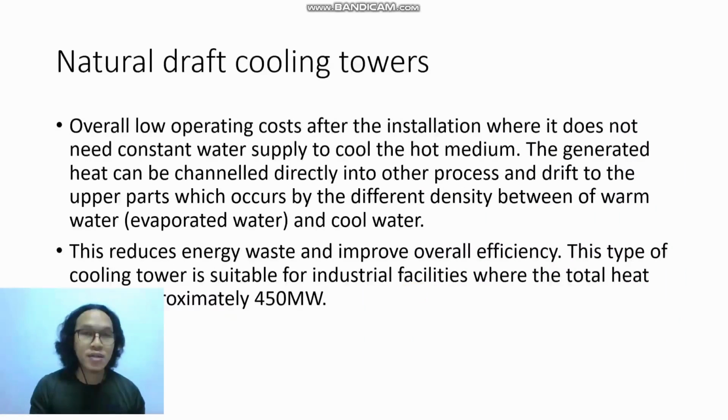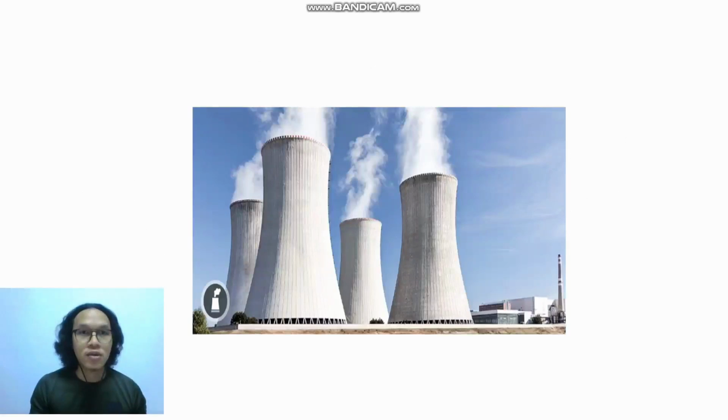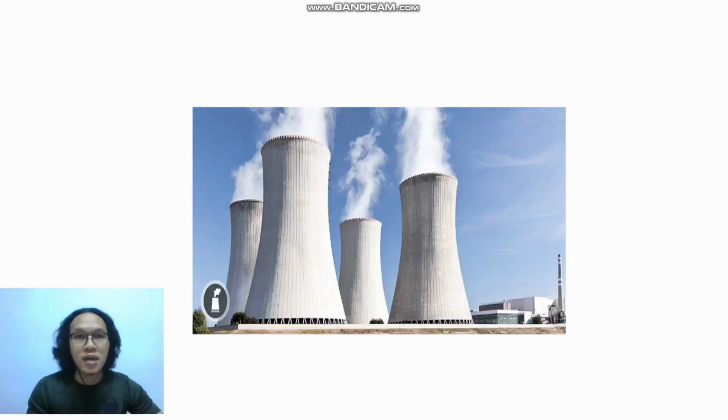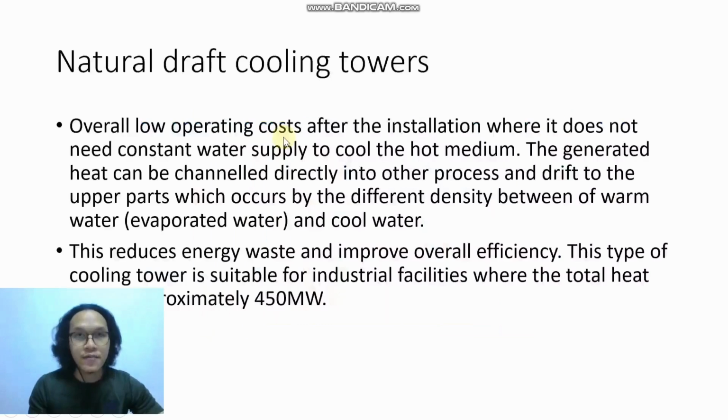So the third one is natural draft cooling towers. It looks like this normal one. These cooling towers are called natural draft cooling towers because there are no blowers or fans above this cooling tower. It is around 100 to 200 meters in height. It is used to cool the hot medium without a constant water supply. So the operation cost of this cooling tower is quite low.